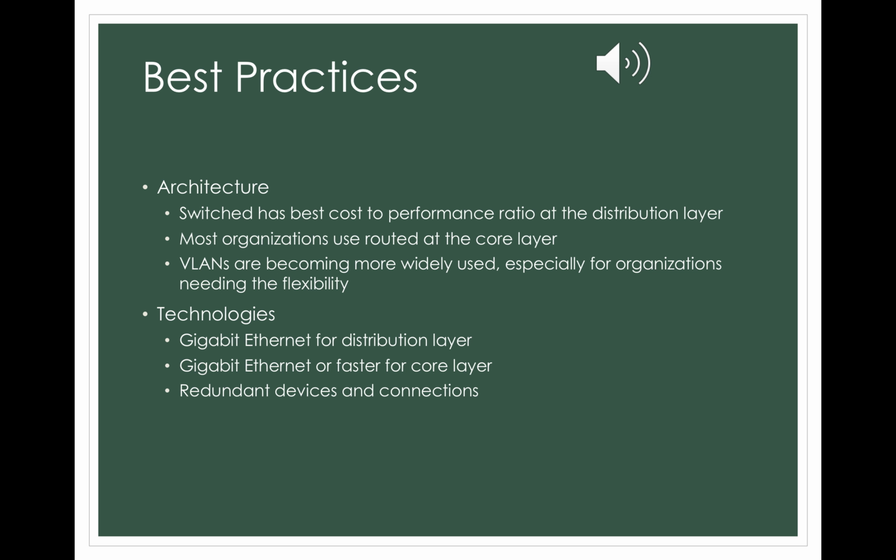The technology considerations: gigabit Ethernet for the distribution layer, gigabit Ethernet or faster at the core layer, and always have redundant devices and connections, and drives for that matter too.